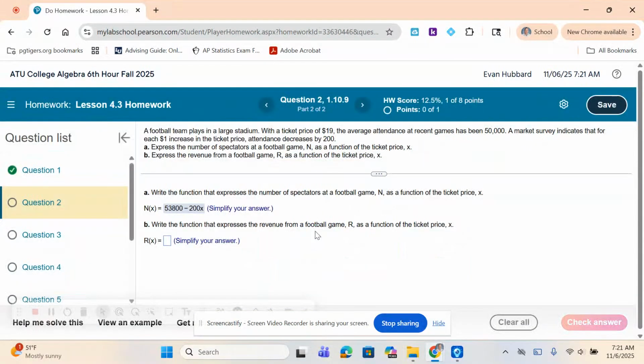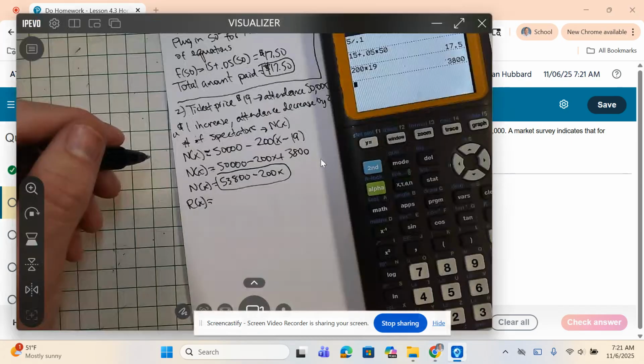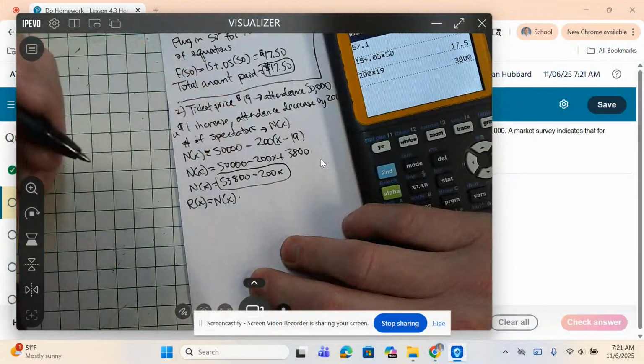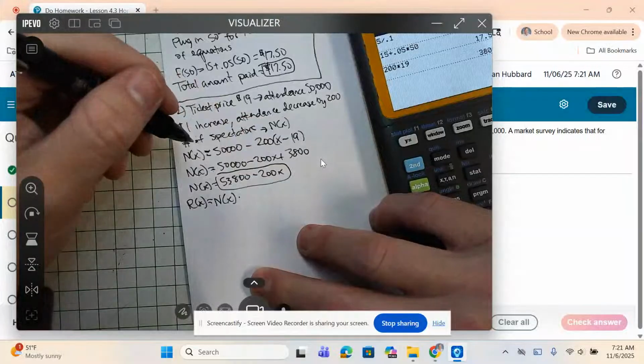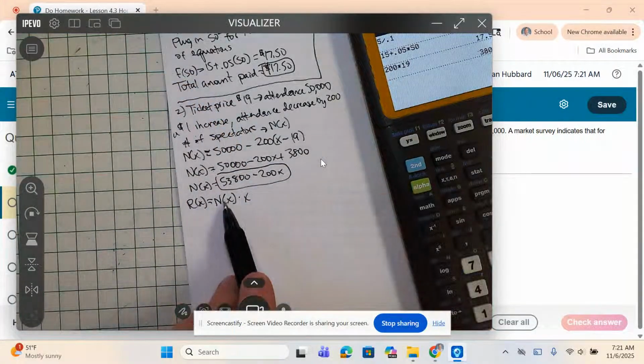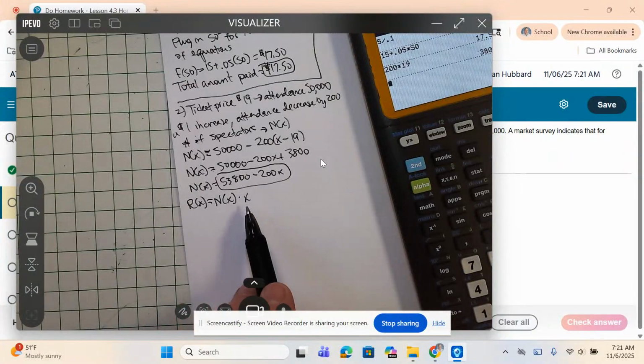Okay. Write the function that expresses the revenue as a function of the ticket price. So revenue as a function of the ticket price. So this is the number of spectators. So for the revenue, let me write this on the other sheet here, is your number of spectators, how many people attend, n of x, times the ticket price. Well, the ticket price is x. So the number of spectators times the new ticket price.